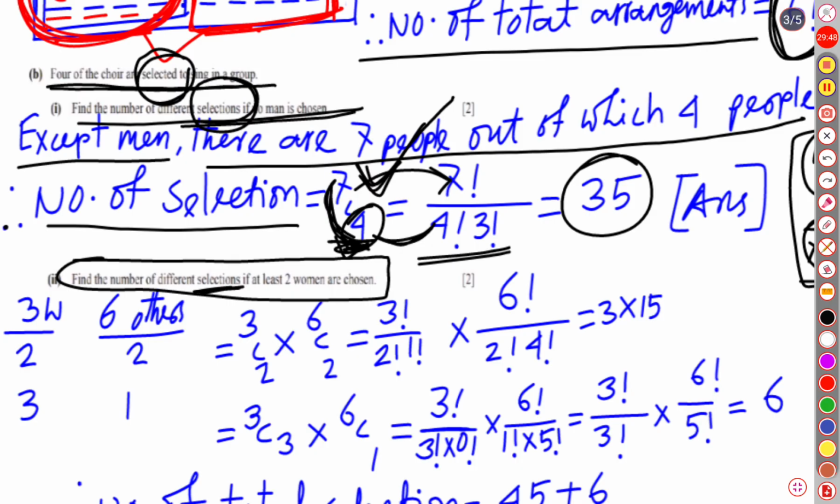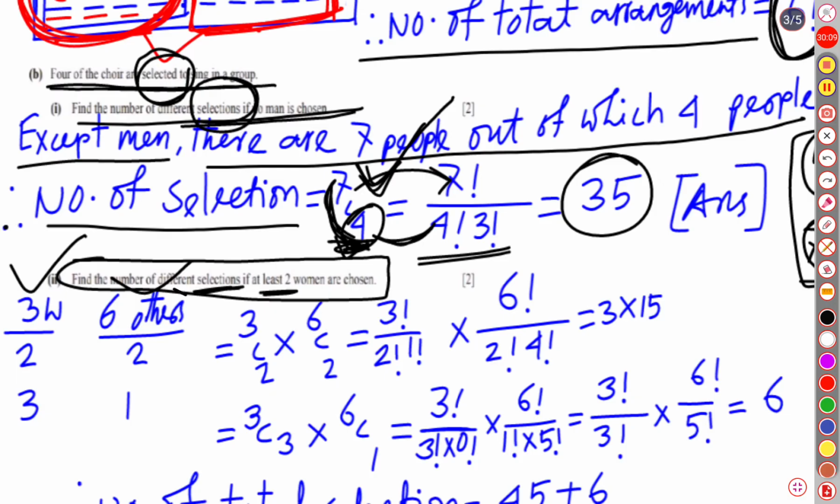Now let's see, at least 2 women. That means there can be 2 women as well as 3 women, because there were total three women, but not less than two. Total there were nine. Multiple times we have reiterated the question. So total nine, three women and six others.